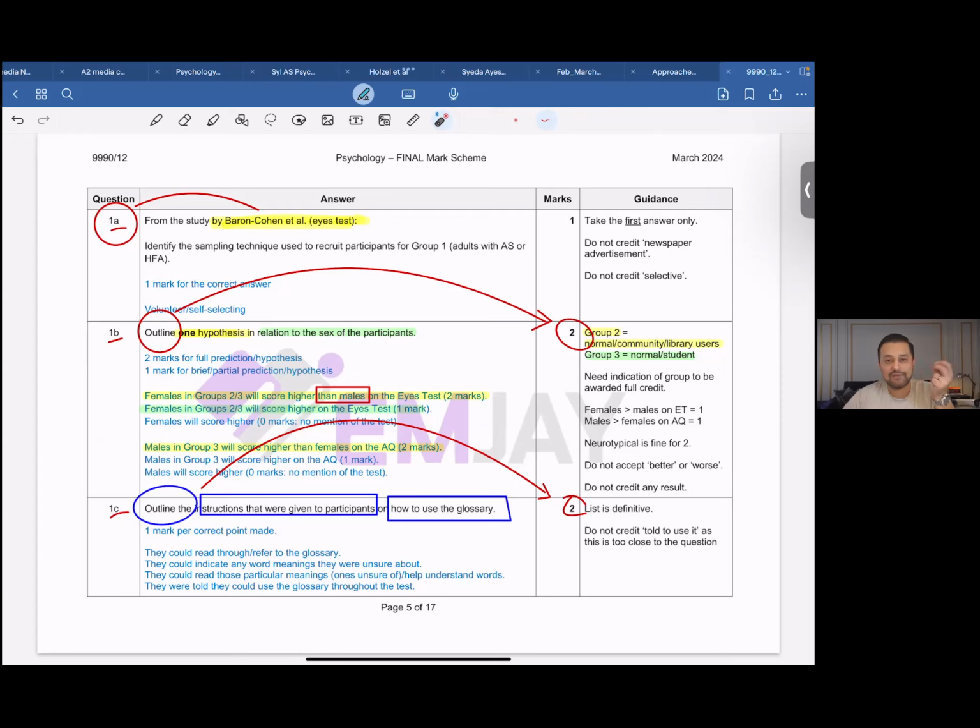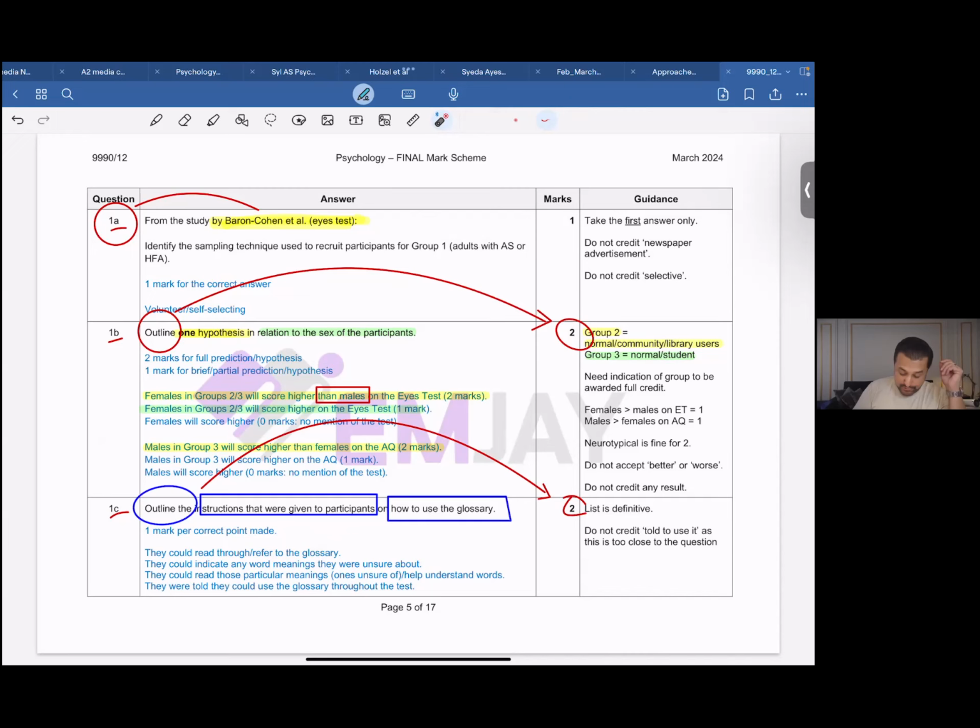Remember, even if you are not getting any question on any particular study in any particular paper, there's always a possibility that you'd get questions on that particular study in paper 2. So not learning any study is not a very good decision. I'd like to reiterate, do not miss out on any study. Learn all the studies. So, outline the instructions that were given to participants on how to use the glossary, right?